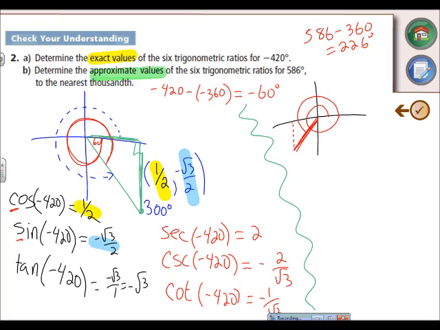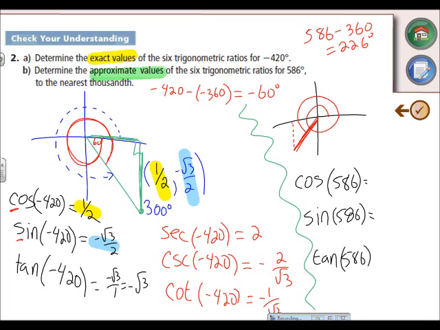We're going to do our 6 ratios. Cos of 586, sine of 586, tan of 586, and then our reciprocals. Our secant goes with cos, and our cosecant goes with sine, and our cotangent goes with tan.